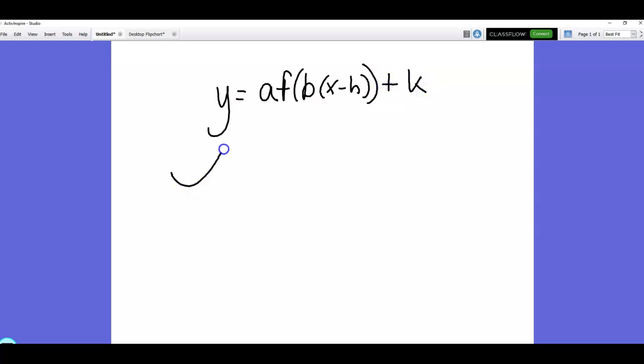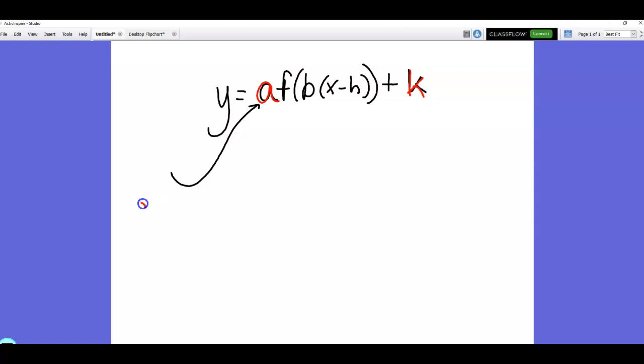Okay, so now the first thing we have to look at is the number that's multiplying your function in the front, that's outside the parentheses. Just so you guys know, numbers that are outside the parentheses, like the a and the k, those are vertical transformations, so they affect your graph vertically.